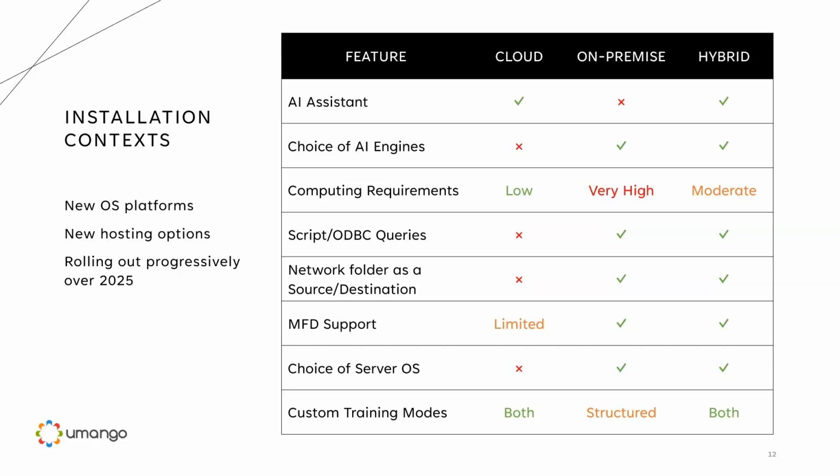And I should also mention that on the portal, we've updated some of our documentation ready for Umango 25. So have a look at that. It includes some of this information in readiness for the move to some of these changes. So some of that information is there already. And just lastly, that bottom item there, the custom training modes.